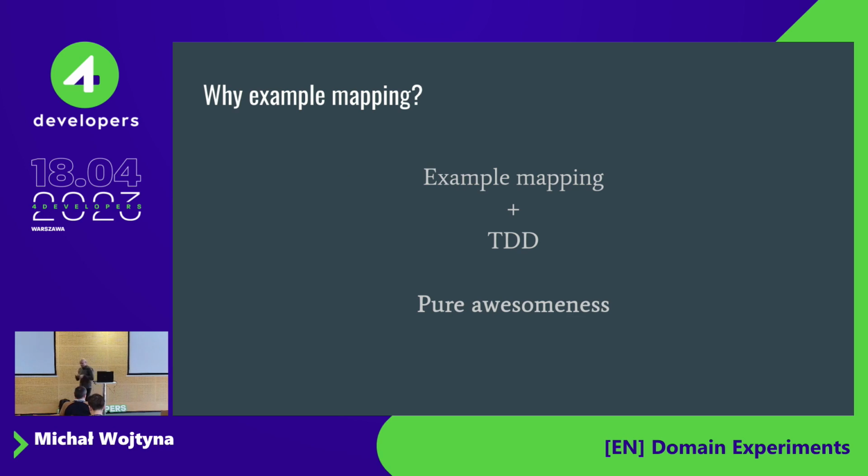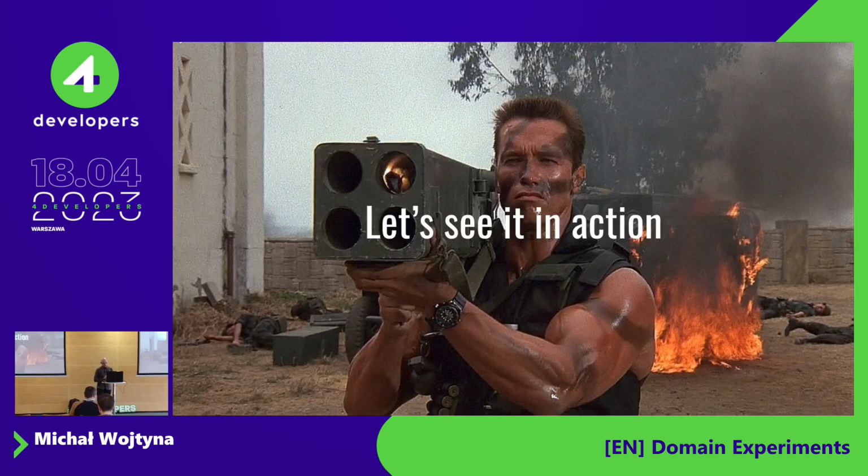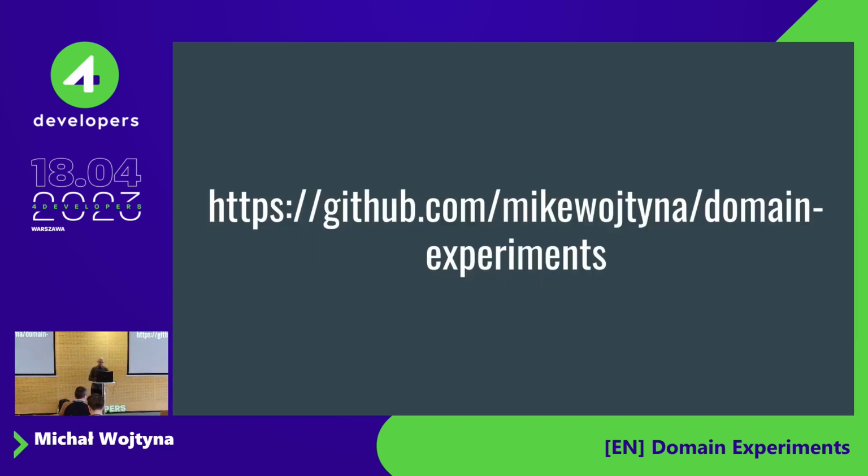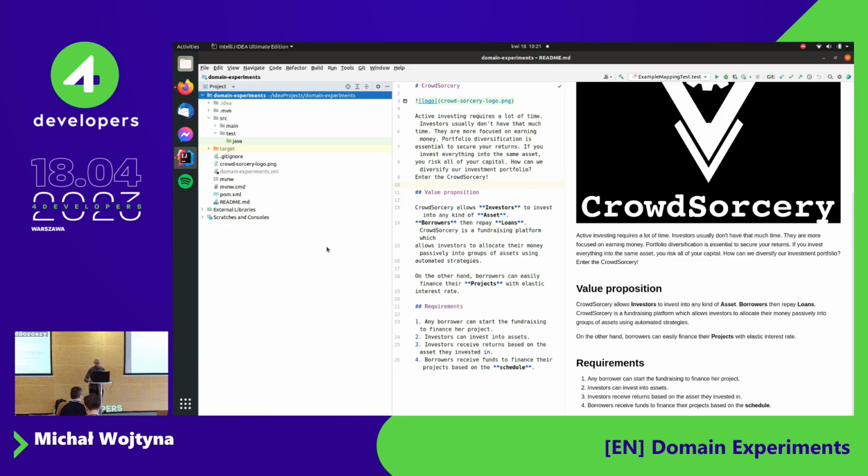So now, when you combine example mapping with test-driven development, you get something awesome. And I would like to show you how you can actually start with this. We'll go through a very simple demo of performing initial rounds of experiments to show you how it can actually work. So I prepared a repository for you. You can find it on my GitHub if you would like to check it out later.